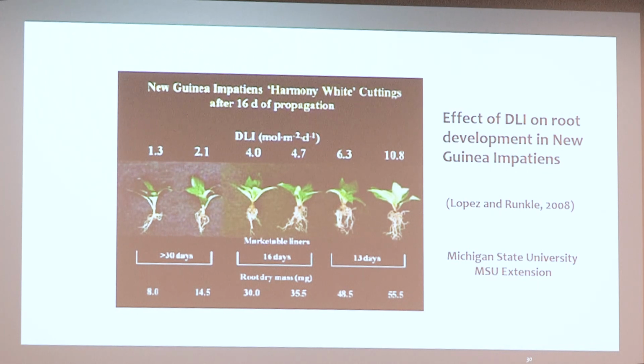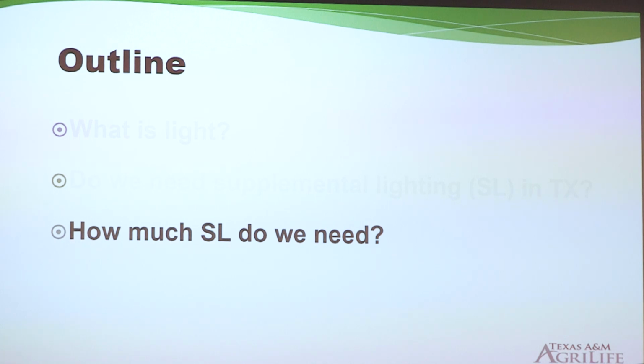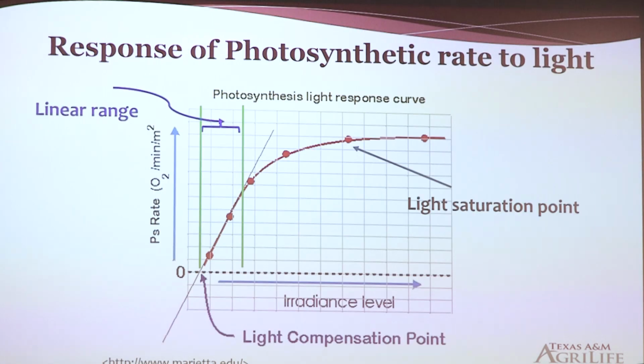So much for talking about the amount of light the crop needs, and now we come to how much supplemental light we need. Again, I wanted to start with the basics, and this is the light response curve: the photosynthetic rate in response to the light level, the irradiance level, which is the light intensity. This is instantaneous, not the daily light integral.